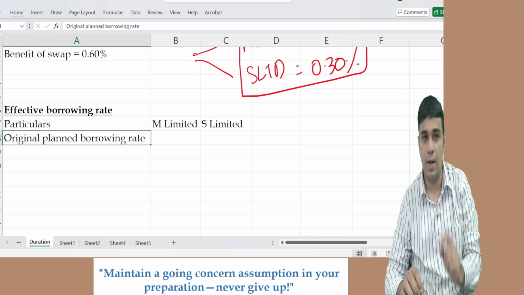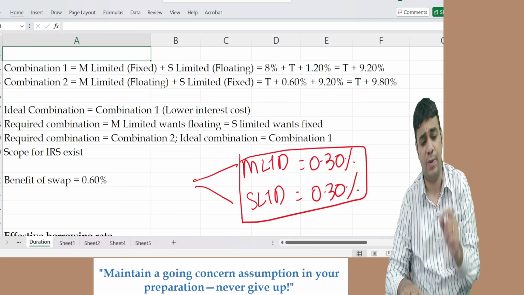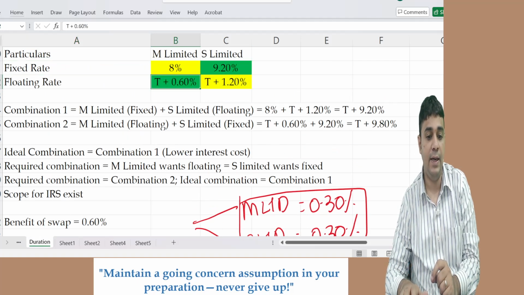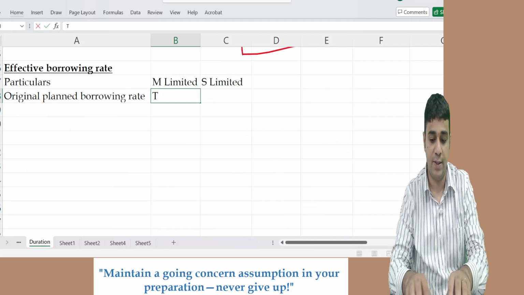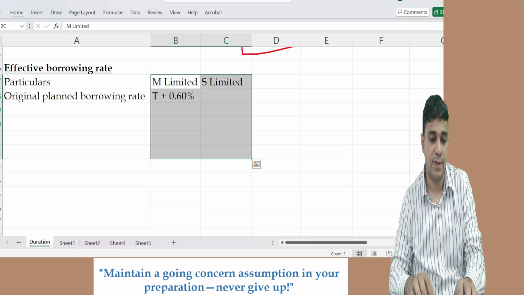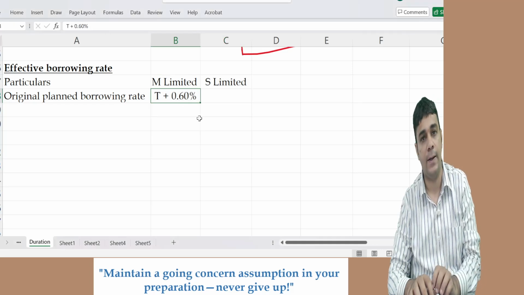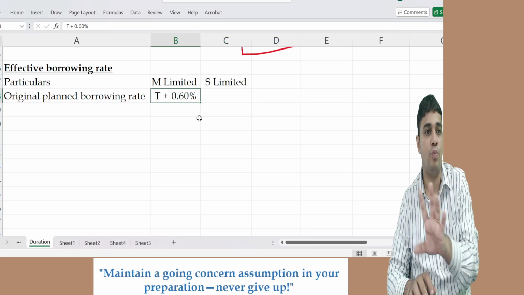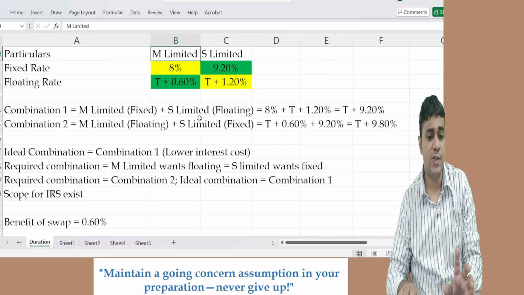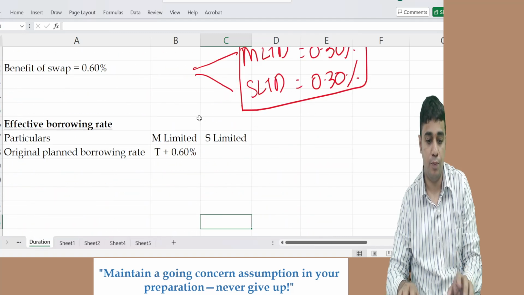Now let's understand what the original planned borrowing rate is. M wanted to borrow at what rate? M, participate, guys, you'll have to participate. M wanted to borrow at floating rate or fixed rate? Floating rate, right? For M, write T plus 0.6. M wanted to borrow at floating rate. Original plan was to borrow at floating rate. S Limited, we said original plan was to borrow at fixed rate. We took it as one floating and one fixed. So S wanted to borrow at 9.2.